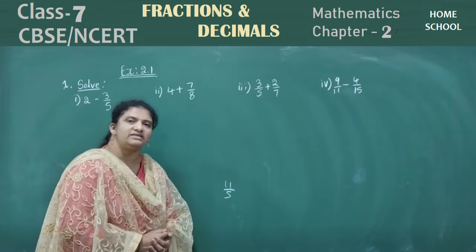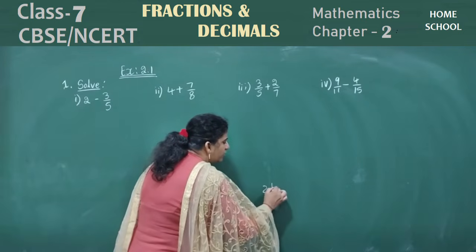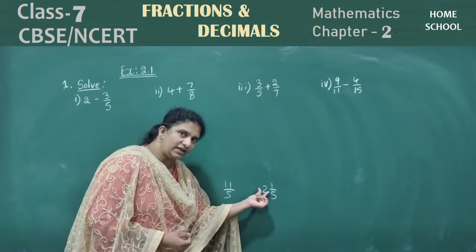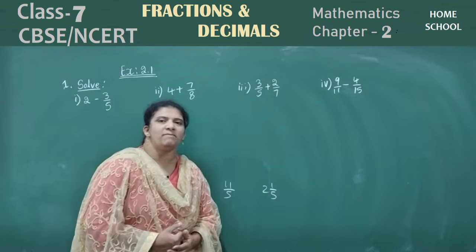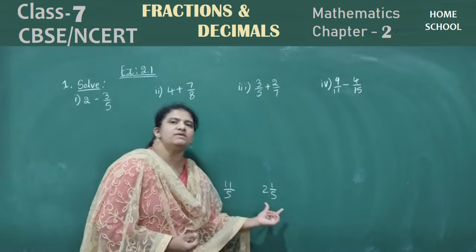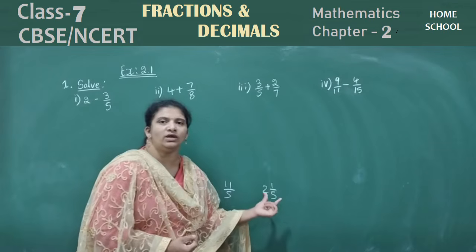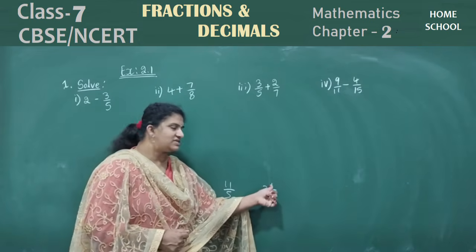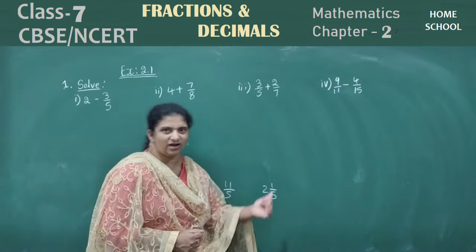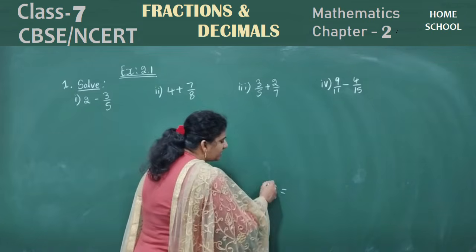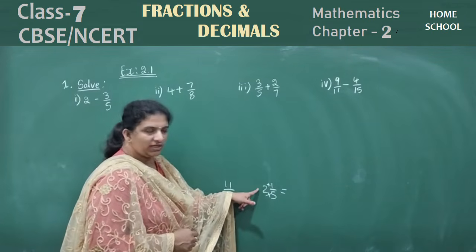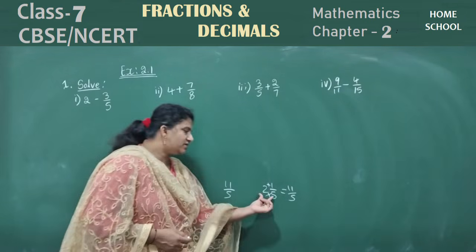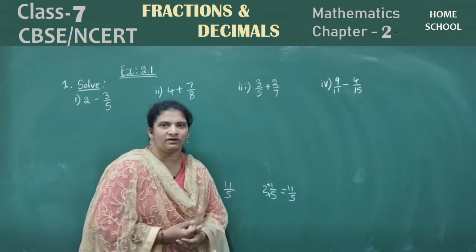Then what about a mixed fraction? Observe here, children, 2 1 by 5, I'll write. A proper fraction is followed by an integer. This is called a mixed fraction. This mixed fraction you can convert into an improper fraction. How, children? 5 into 2, 10. 10 plus 1 will be 11, so 11 by 5. How do you convert? Multiply this and add. 5 into 2, 10. 10 plus 1 will be 11 by 5, your mixed fraction converted to an improper fraction.